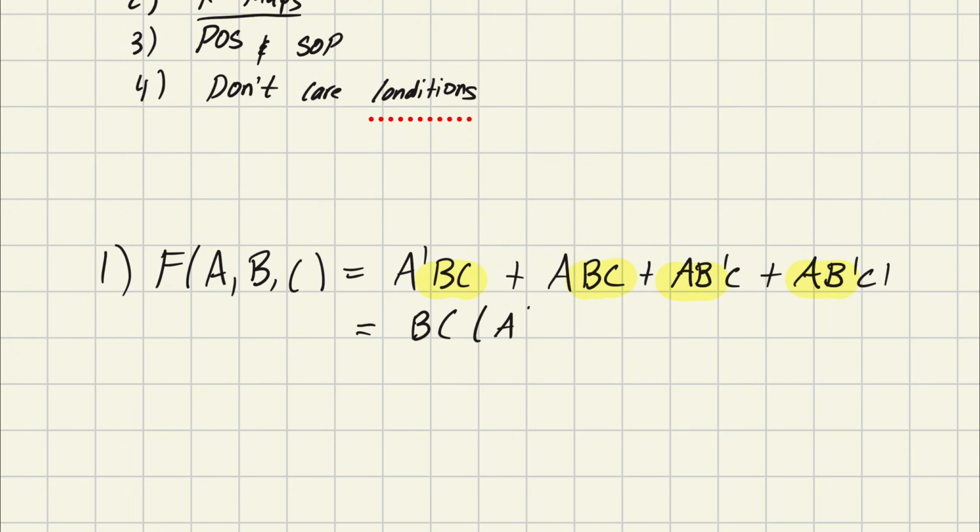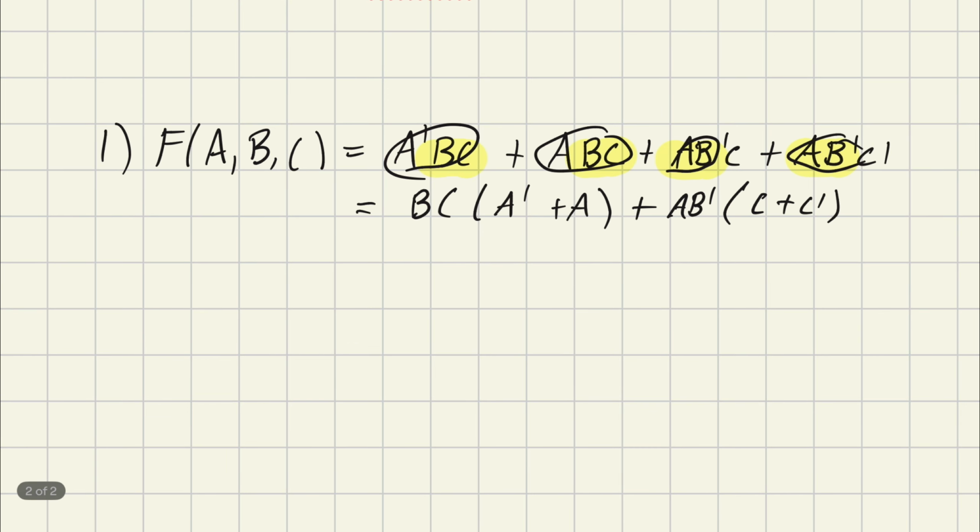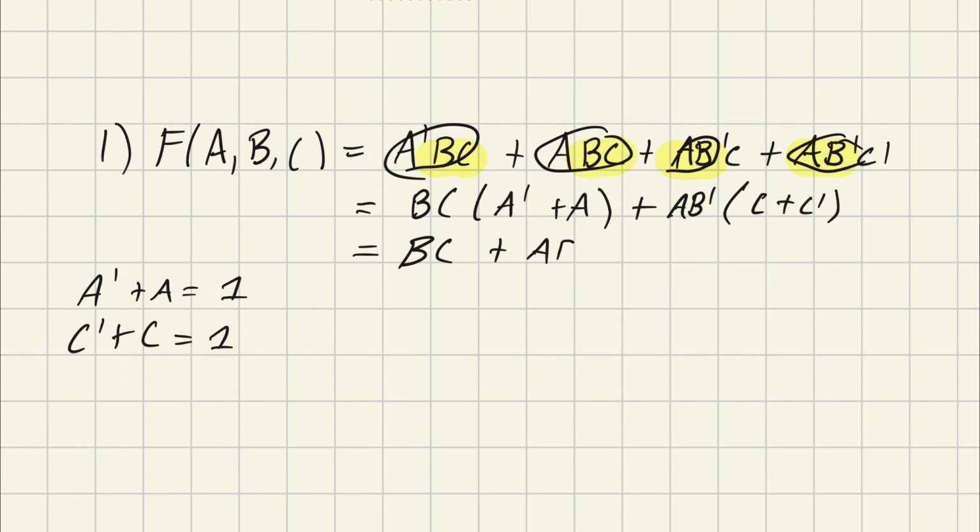BC times (A naught plus A), that's common over here and here, and then AB naught, we can factor that out to get C plus C naught. Now using our identities, we know that A naught plus A is equal to 1 and C naught plus C is also equal to 1. Therefore, this whole equation simplifies down to BC plus AB naught.